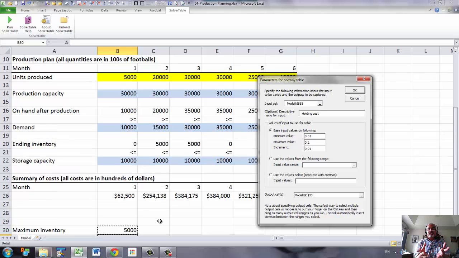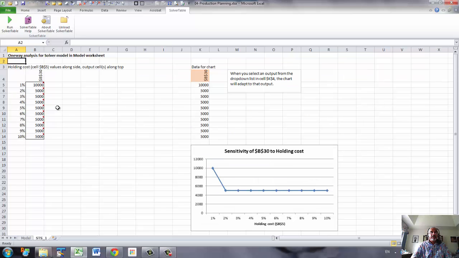So solver table is very versatile in that way because you can set up additional output. So we can derive secondary outputs from the model, and we can look at those secondary outputs that we set up ourselves. Okay, so now click OK. Now you see for different holding costs, what will be the maximum level of inventory. So at 1% holding cost, we hit the maximum storage limit of 10,000. But if holding cost goes up to 2% and more, the maximum level of inventory we reach is only 5,000 units.